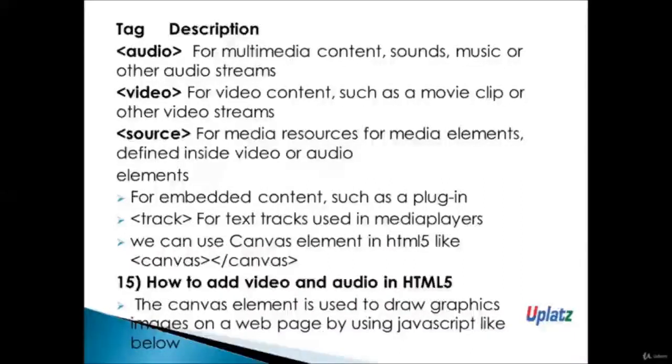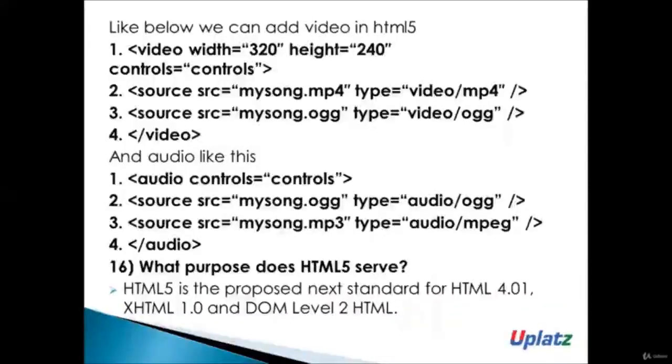How to add audio and video in HTML5? In my previous sessions I have shown you the example, but I have given a separate example in the interview questions as well. The first is for video and the second is for audio. You need to use the video element, and inside it the source tag. For the type you need to mention video, like MP4 or OGG. Same for audio: inside the audio element, you add a source tag with the type audio. So this is how you need to do that.